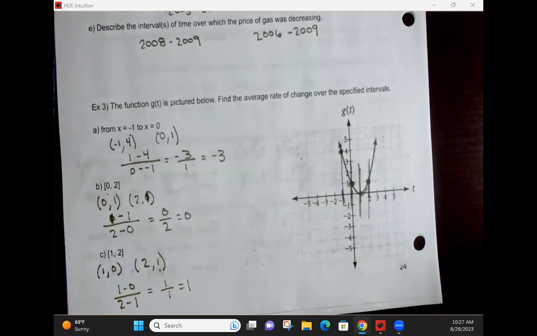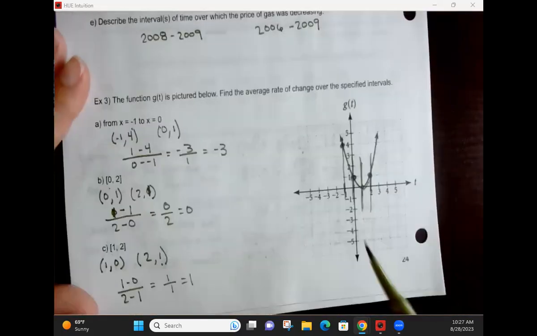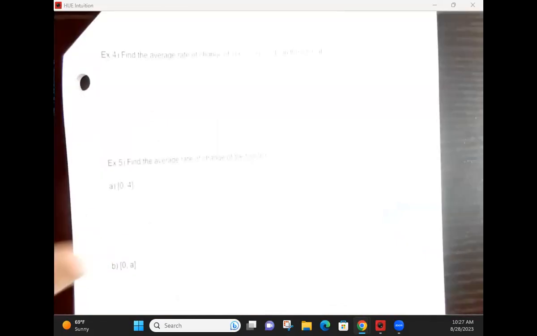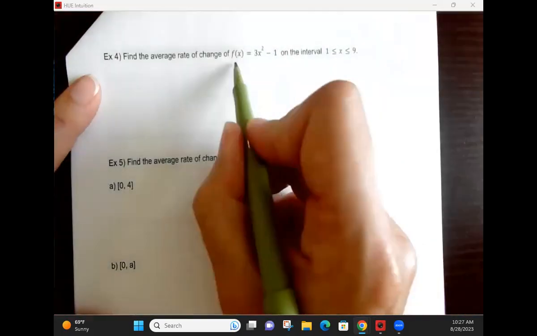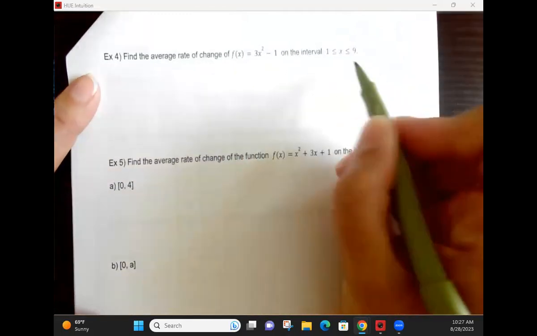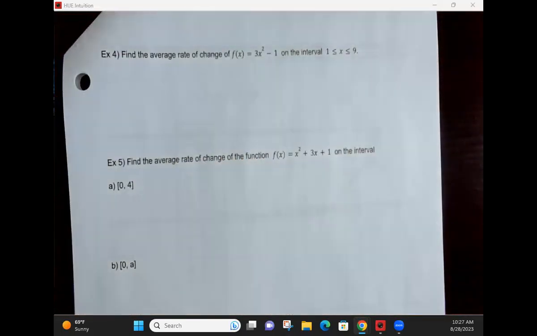Not too terrible? Okay. I want to take a look at one more problem for today. Turn the page for me. So we've looked at a table. We've looked at a graph. I want to look at a function. Okay. We're going to find the average rate of change for this function on this interval. So again, a different representation for an interval here.